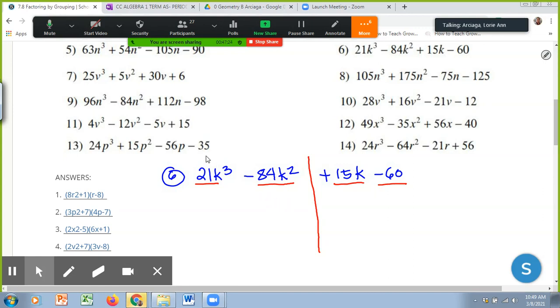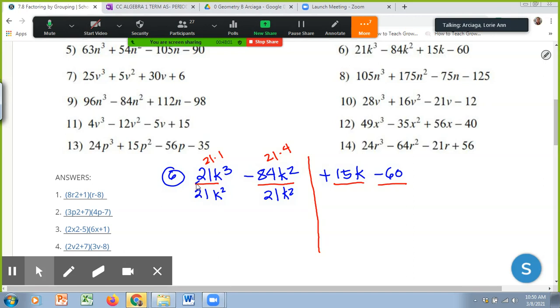So what's 21 equal to? 21 is going to be 21 times 1, and this is 21 times 4, right? Make sense? Okay, so then we divide both by 21, and get the lower power of k. That's k^2, k^3, so the lower power is k^2. All right. Okay, then what's next?